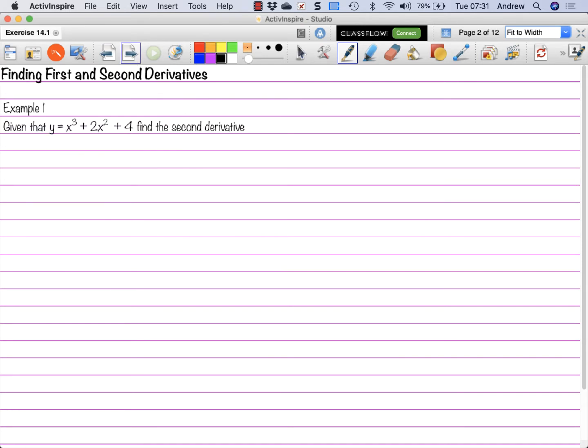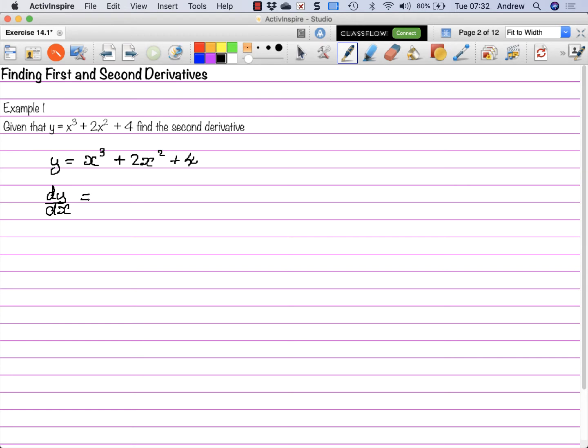Okay then. The point of this work is to understand notation for second derivatives and also to be able to differentiate a function twice. So let's get started. So here we've got y is equal to x cubed plus 2x squared plus 4. We differentiate both sides with respect to x. When we differentiate y, we get dy dx.